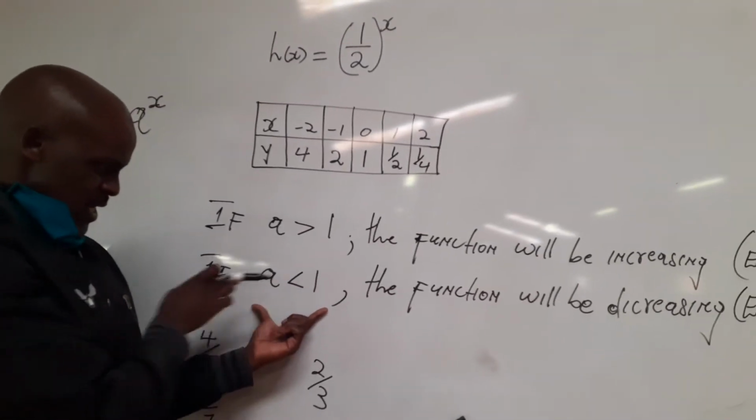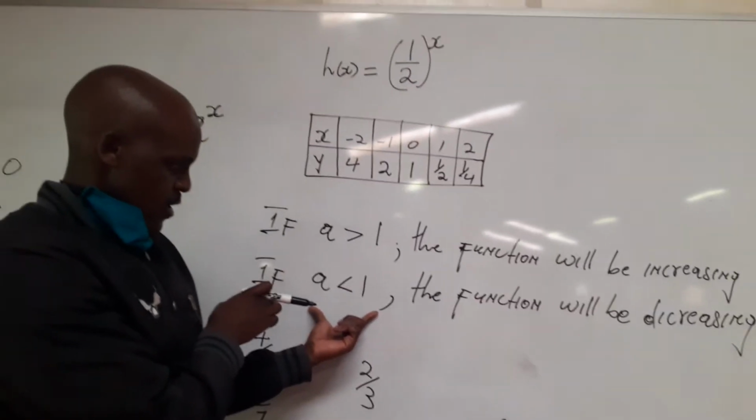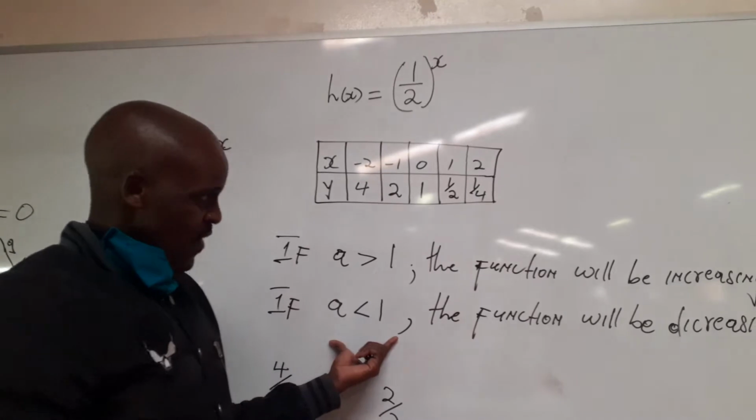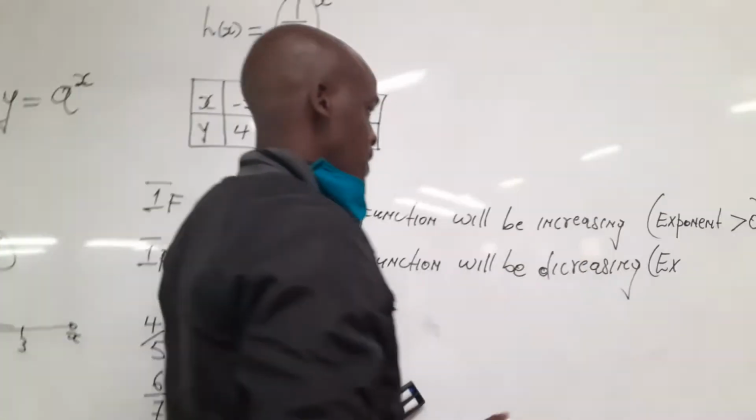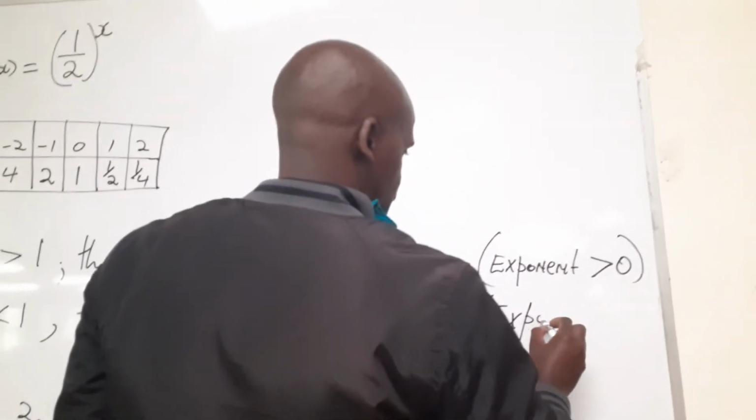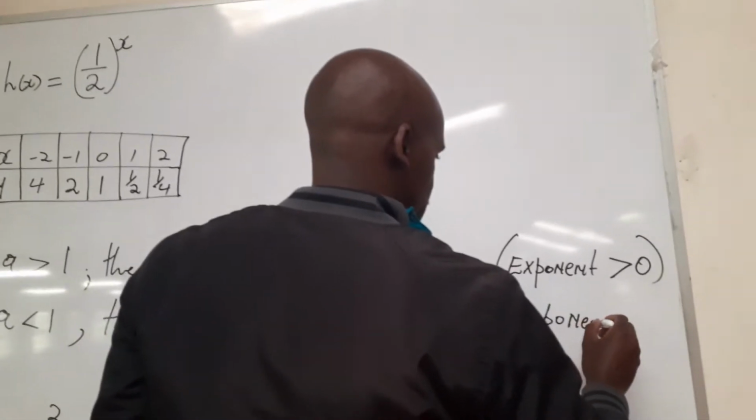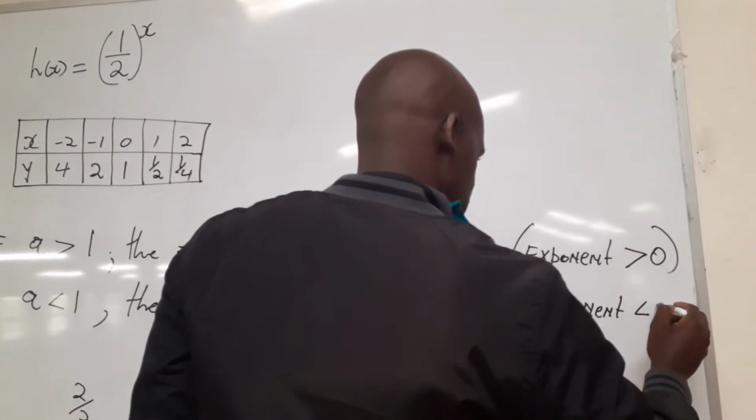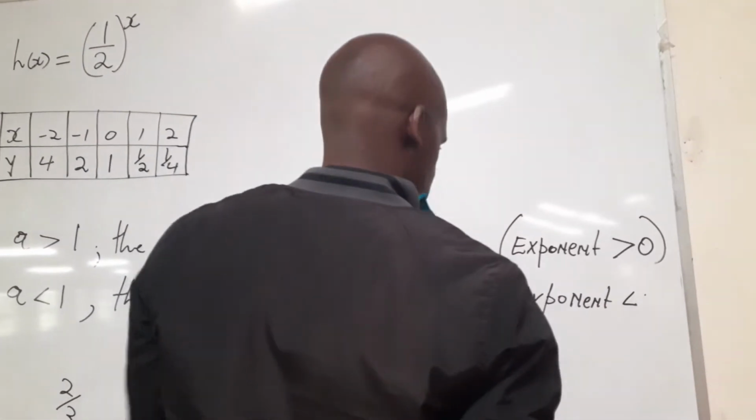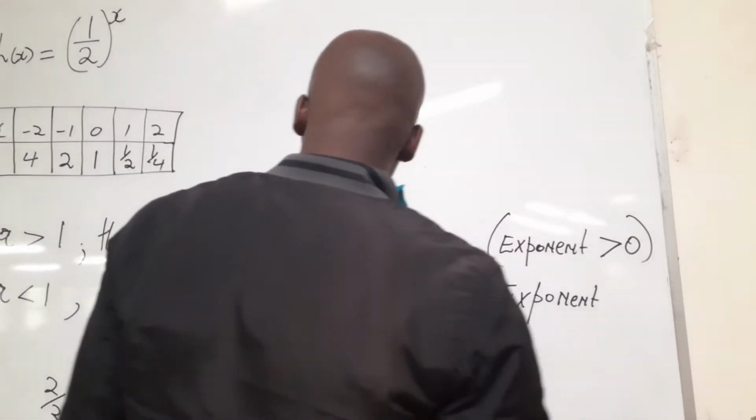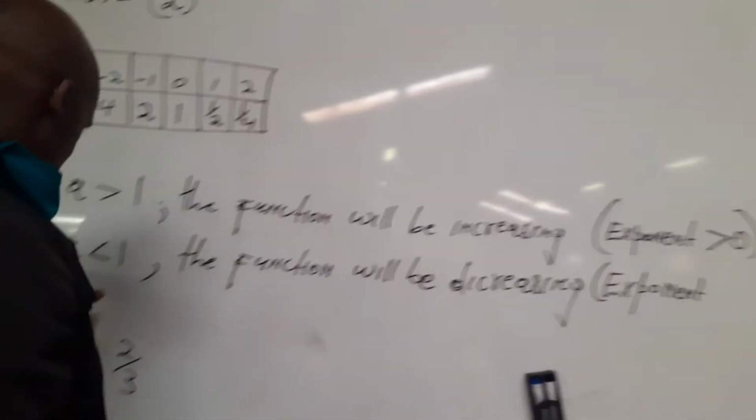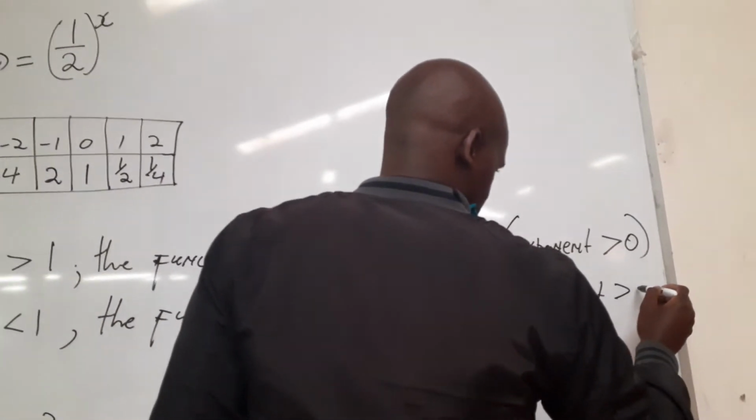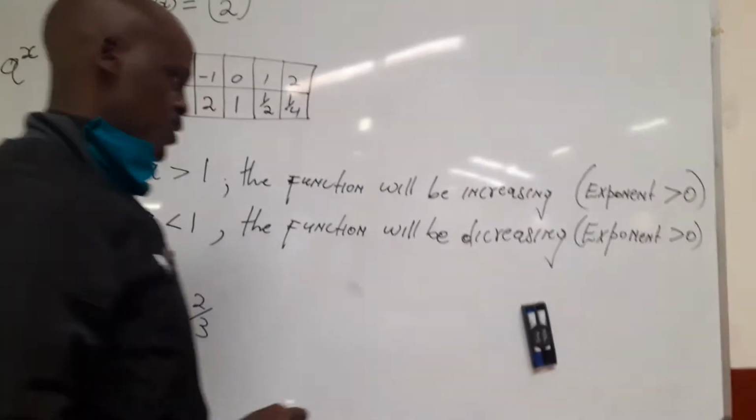We are saying a is less than 1. The function will be decreasing. For it to decrease, the exponent has to be positive. The exponent must be positive. The function will be decreasing here if a is less than 1, but the exponent has to be positive.